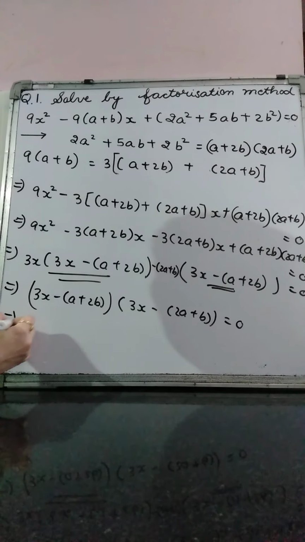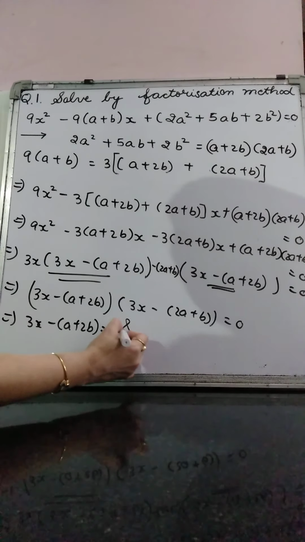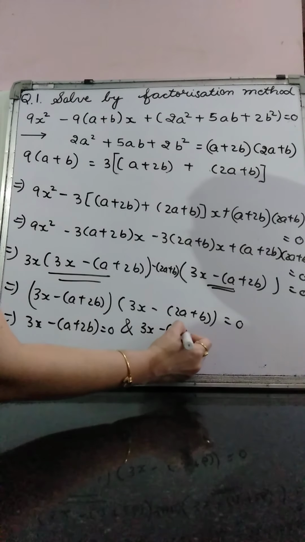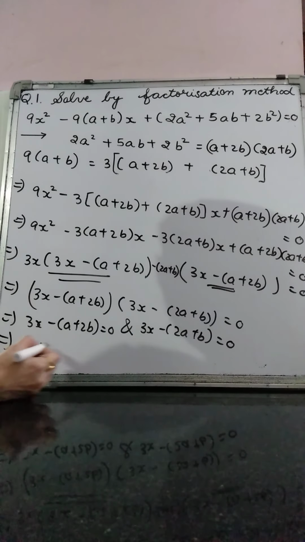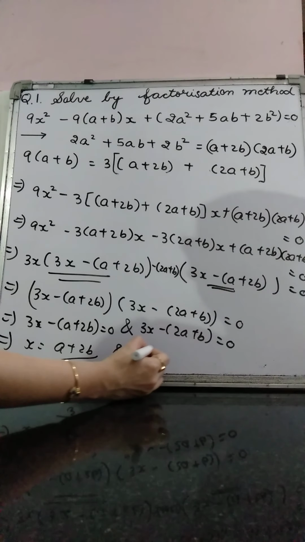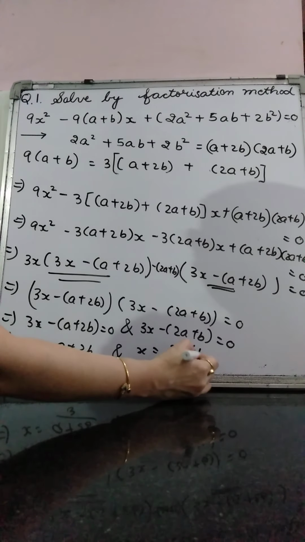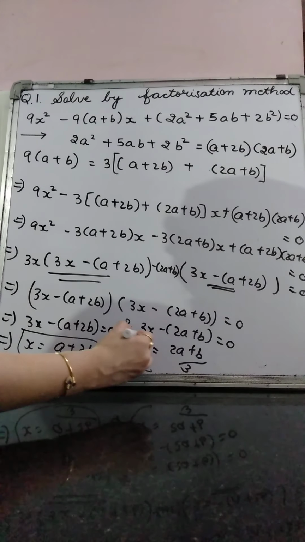Equate them to 0. 3x minus (a plus 2b) is equal to 0. 3x minus (2a plus b) is equal to 0. So the value of x will be (a plus 2b) by 3 and the value of x is (2a plus b) by 3. This is the required answer in method of solving this equation.